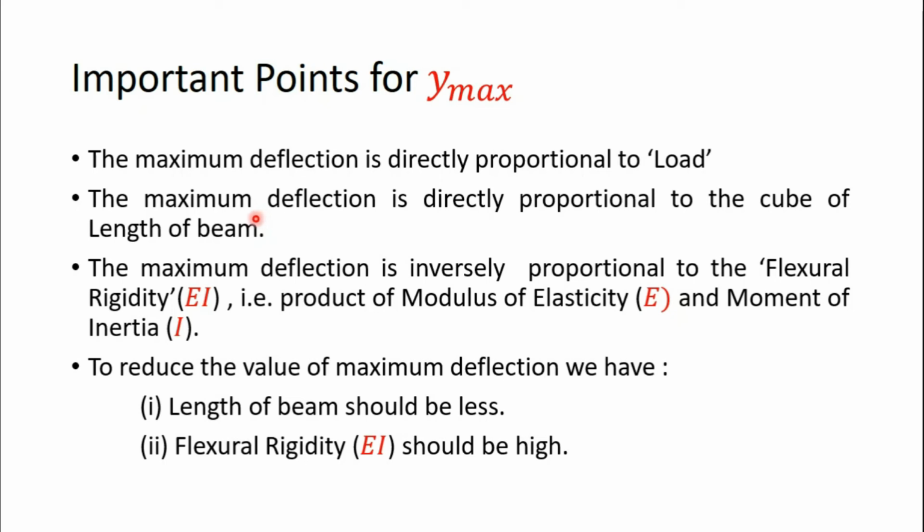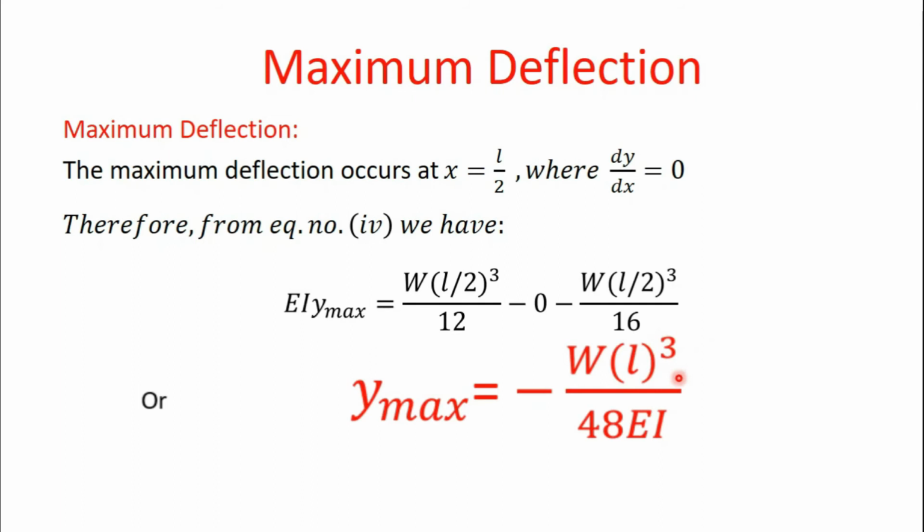And why is it the case? Because y is directly proportional to the cube of the length. So if you double the length, then y max will increase 8 times. So you have to be very cautious while increasing the length of the beam, and that's why you will find that in all the bridges and in all the slabs, the columns are put at desired places, so that the length of the beam or the bridge does not exceed its elastic limit.